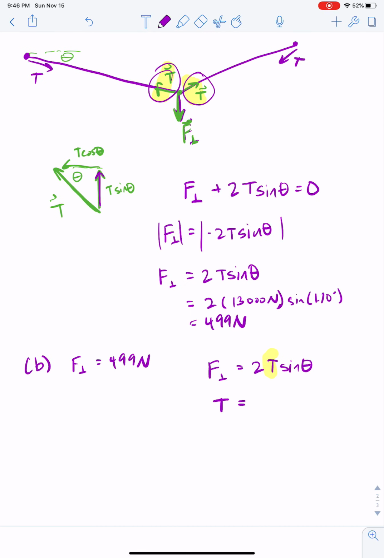So that tension is F perpendicular over 2 sine theta, which is now 499 newtons over 2 times sine of 7 degrees, which is 2,050 newtons. So you can see here that that angle matters quite a lot, right? We go from an angle of 1 degree to an angle of 7 degrees, and now our force has fallen very significantly. All right, that's it.